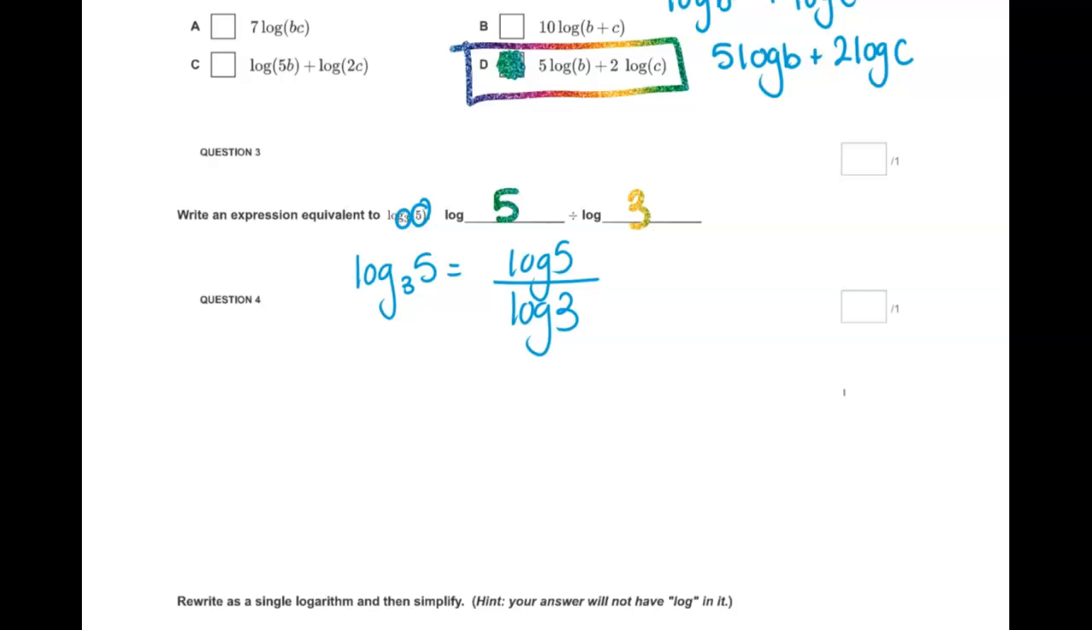So if we had log base 8 of 73, we could rewrite this as log of 73 over log of 8. The numbers don't matter. It's the outside over the inside, or the bigger over the smaller.